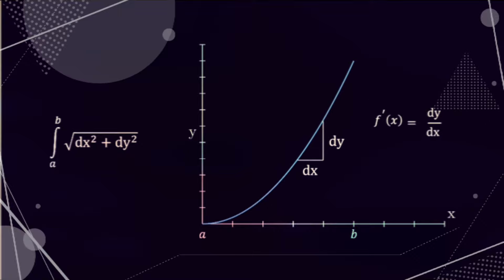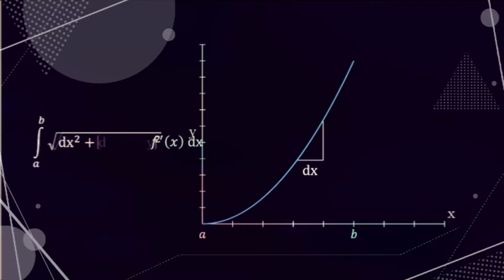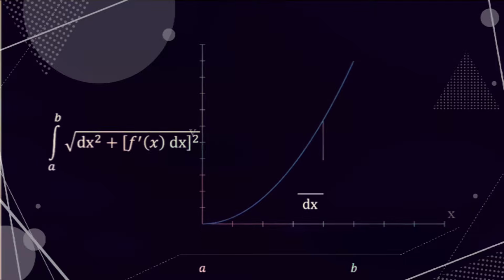To resolve this, remember that dy over dx is equal to f prime of x, the derivative of the function. This allows us to rewrite dy in terms of f prime of x and dx. Substituting this into the expression, we can then rearrange and simplify to derive a simpler result.